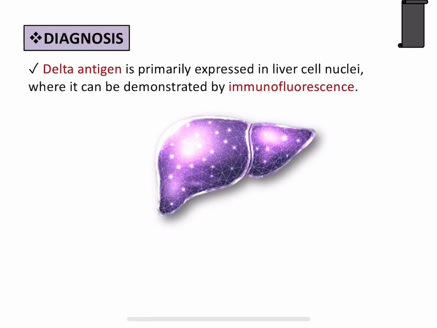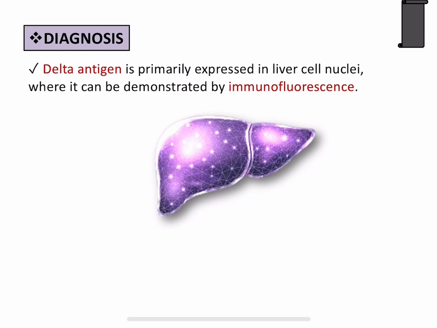Moving further to the diagnosis. To diagnose hepatitis D, we have immunofluorescence. The delta antigen is primarily expressed in the liver cell nuclei, and these delta antigens, which are found in the liver cell nuclei, are demonstrated with immunofluorescence.